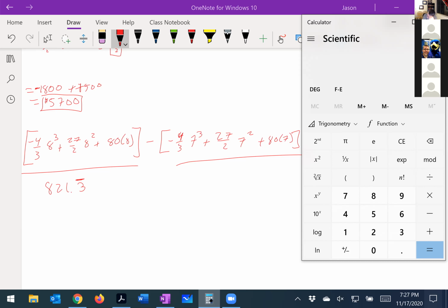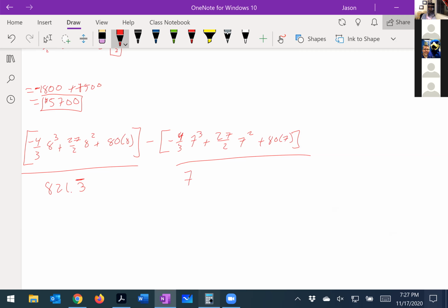This problem wants me to get it wrong. Negative 4 divided by 3 times 7 raised to the third, plus 27 divided by 2 times 7 squared, plus 80 times 7. Okay, this is 764.16 repeated. And I just subtract those two numbers.